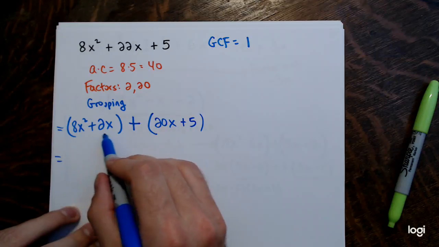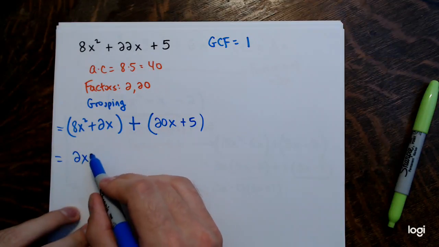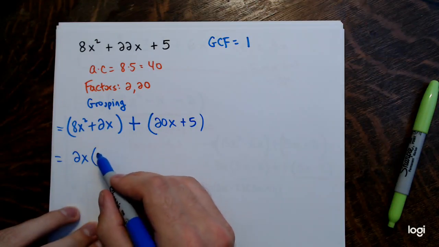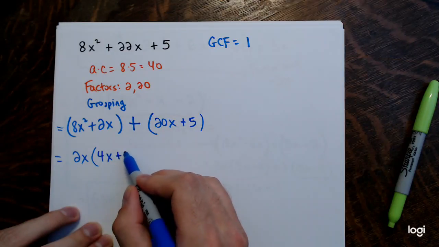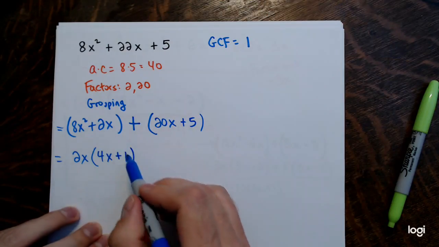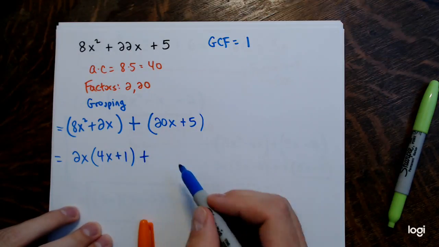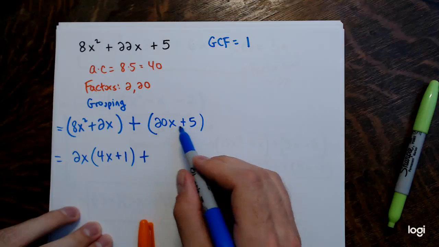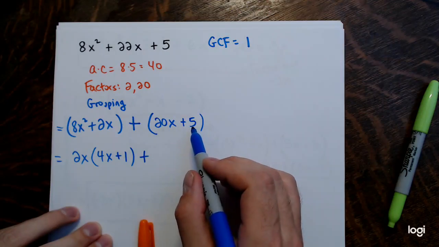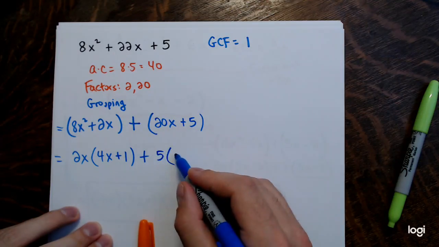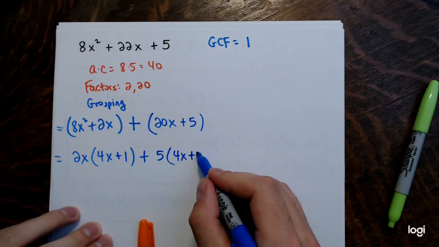These have a greatest common factor of 2x, right? 2x comes out. If I pull out a 2x, what's left over will be 4x plus 1, right? Don't forget when you remove something completely, there's still 1 left over, right? 2x times 1 would be 2x. Plus sign, and then the next group, when I factor the next group, the greatest common factor is 5. Pull out a 5 from that, and what's left over would be, again, 4x plus 1.